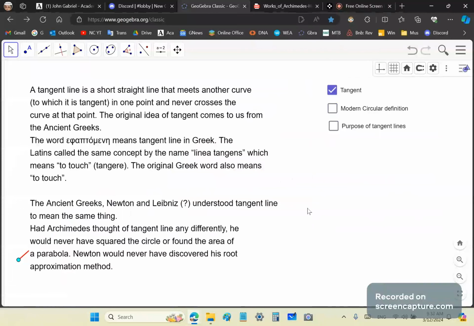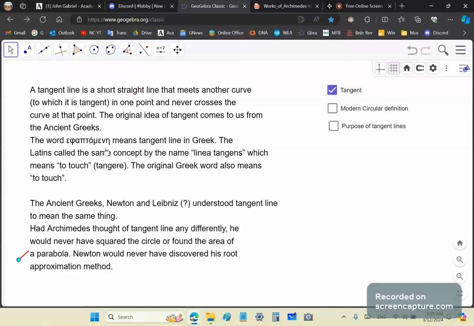Okay, so the original idea comes to us from the ancient Greeks. Nobody before the ancient Greeks even had a clue what the whole idea of tangency was about. Just imagine if Archimedes thought in the same way as your mainstream mathematics lecturers and teachers. You wouldn't have any calculus today. Newton would never have discovered his root approximation method.